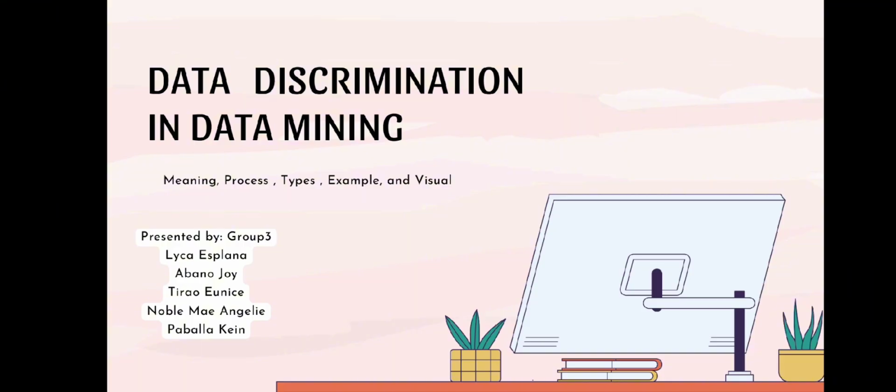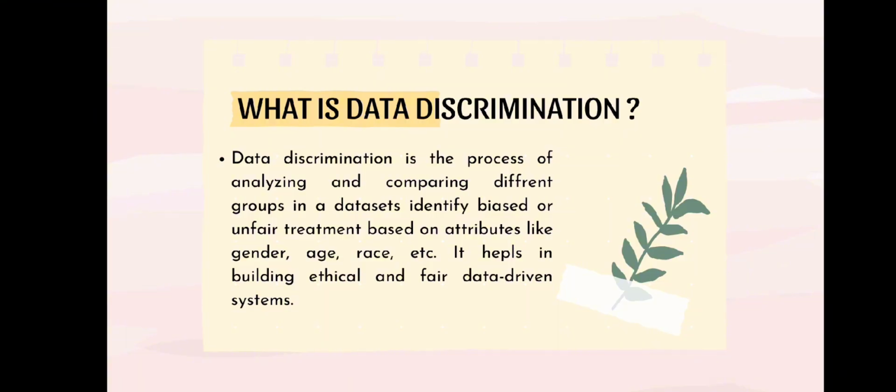It also explores methods to detect and reduce biases. What is data discrimination? Data discrimination is the process of analyzing and comparing different groups in a dataset, identifying bias or unfair treatment based on attributes like gender, age, race, etc., aiming to promote fair and ethical data analysis practices.